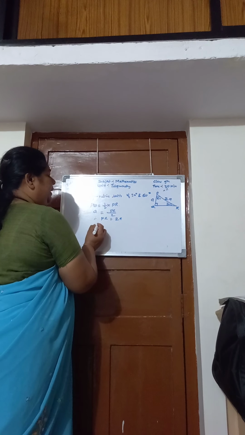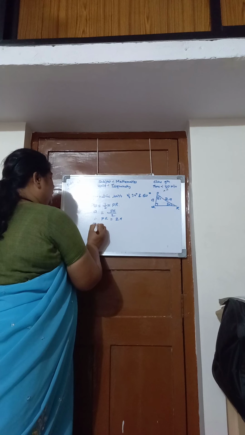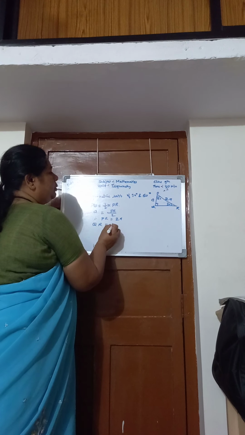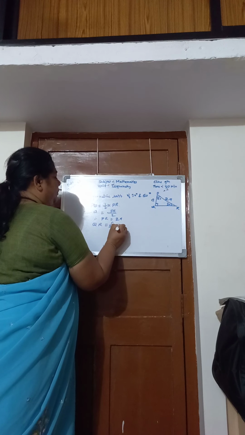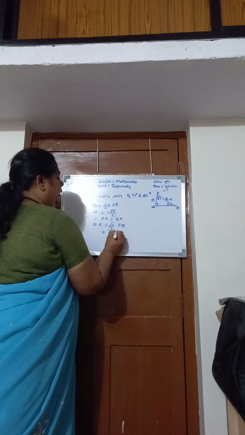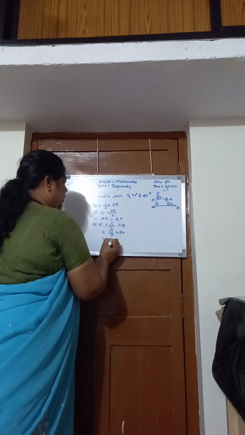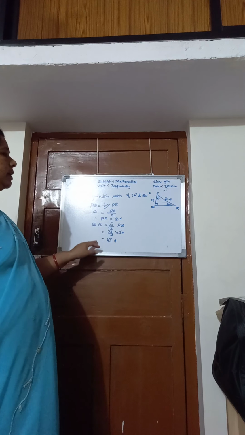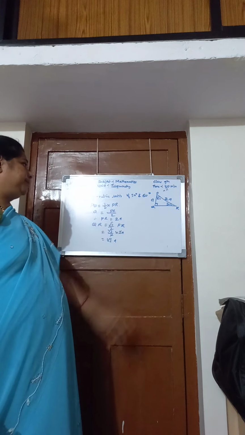Then you have to find QR. The side opposite to 60 degree is QR. QR equals root 3 by 2 of PR. We know the value of PR: root 3 by 2 into 2A. The 2 gets cancelled, so QR equals root 3A. This is the value of QR. Then we have to find the sine ratio and cos ratio.